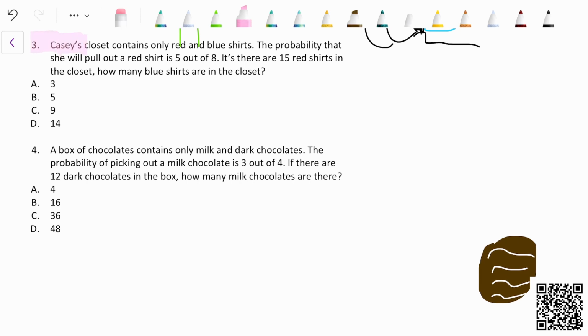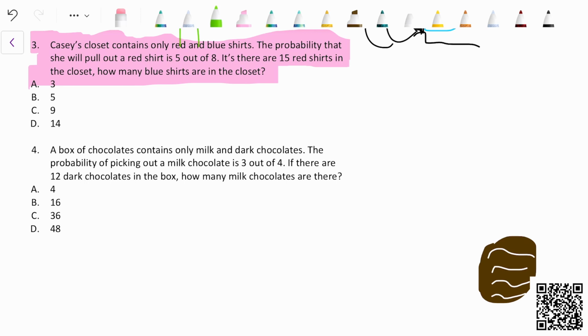So our next question is, Casey's closet contains only red and blue shirts. The probability that she will pull out a red shirt is 5 out of 8. There are 15 red shirts in the closet. How many blue shirts are in the closet? How do we solve this problem? This you need a ratio for, so you can't really sneak your way around it, and it's not as easy as the first few.